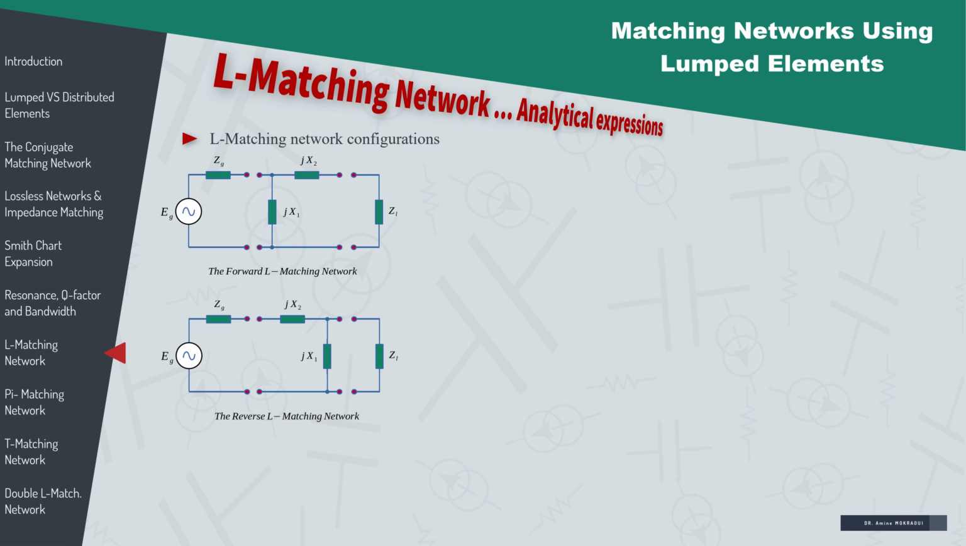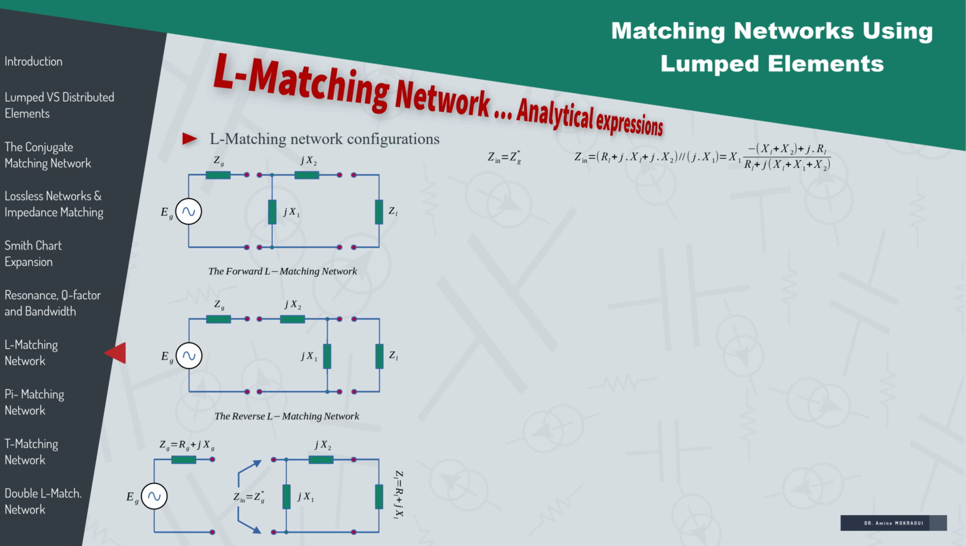The goal of this section is to find the reactances X1 and X2 that will yield impedance matching. Let's begin with the forward L matching network configuration. The results for the reverse configuration are deducible from the forward configuration by swapping ZG and ZL. The conjugate matching condition theorem is our starting point. We have Zin equals the conjugate of ZG, where Zin equals jX1 in parallel to ZL in series with jX2. So Zin equals jX1 times the ratio (RL plus j times (XL plus X2)) over (RL plus j times (XL plus X1 plus X2)). The expression of Zin given hereafter is obtained when separating the real and imaginary parts.